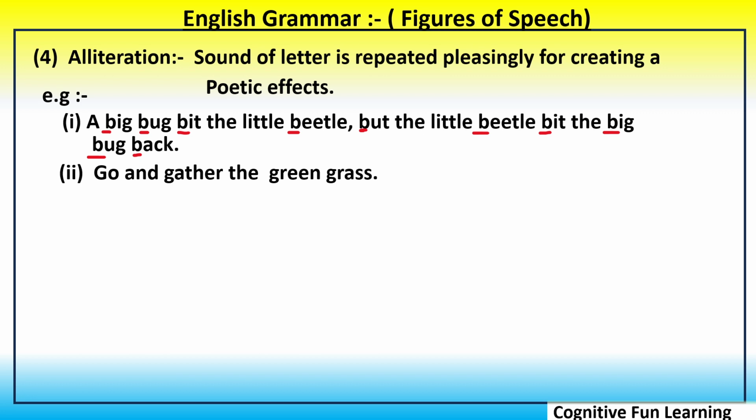Second sentence is, go and gather the green grass. Here you can see the sound of letter G is repeated.